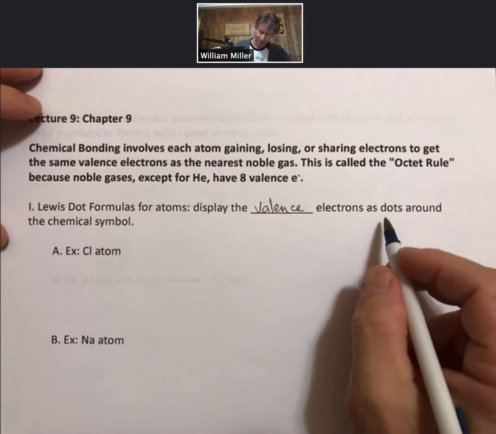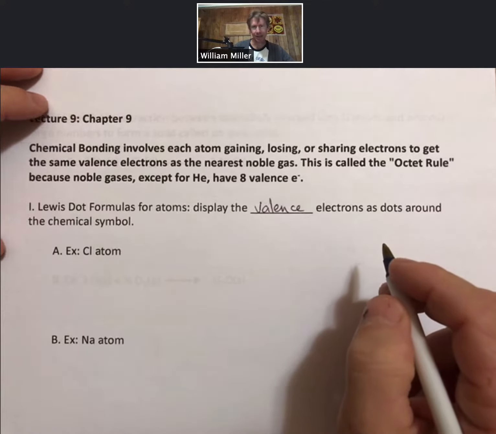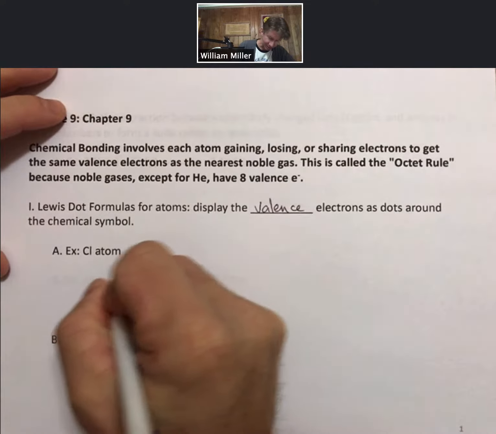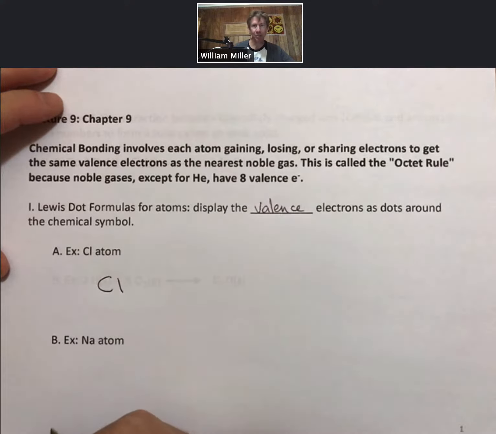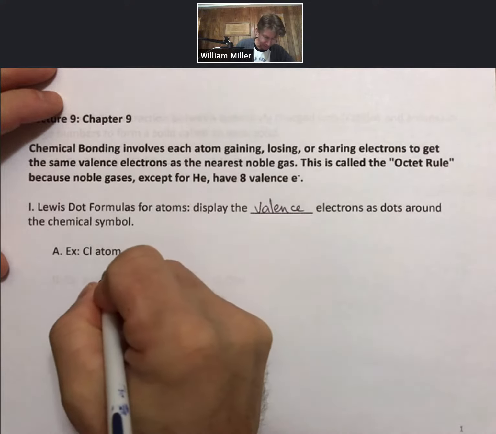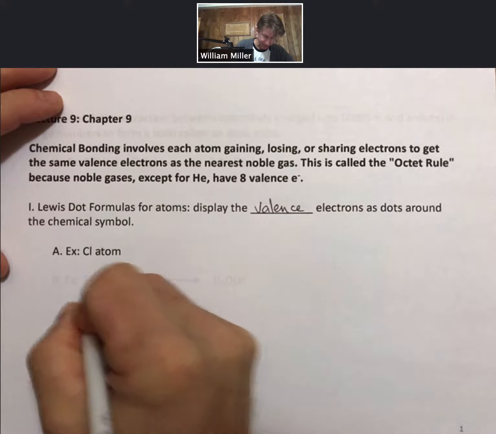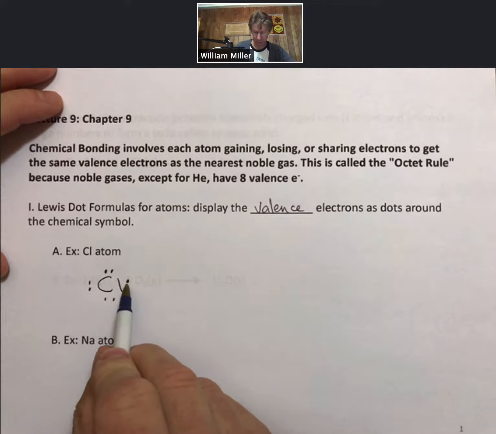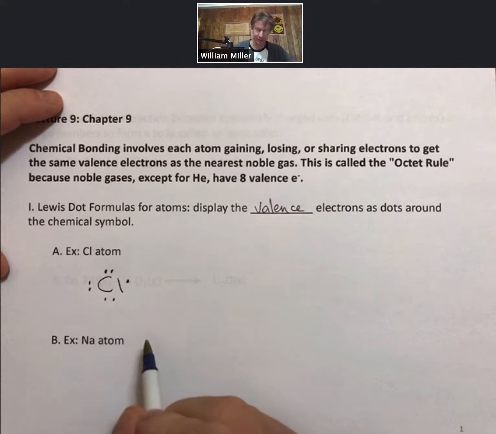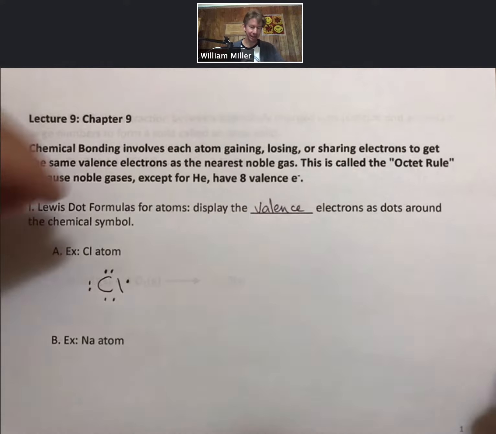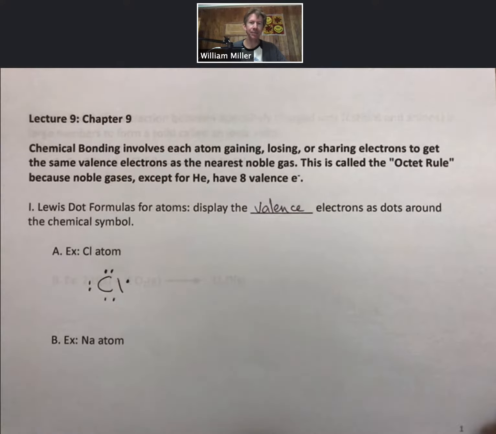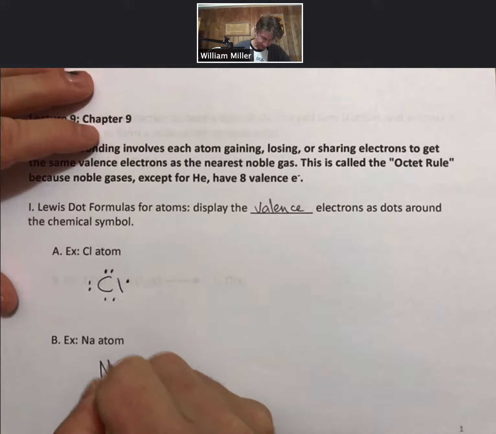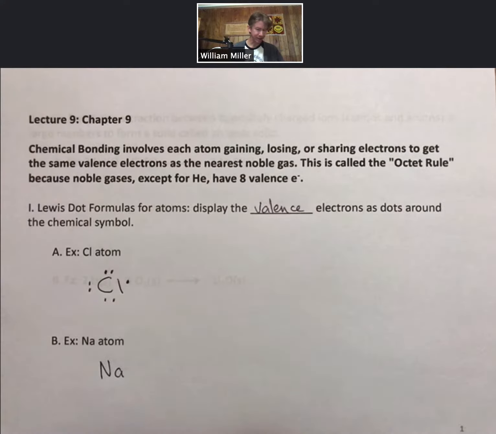So that means there will be 7 dots, and we typically put these around the chemical symbol in pairs on the north, south, east, and west, but since there are only 7, only 1 dot goes on one of the positions. If you put the dots scattered randomly around the chlorine atom right now, that's okay, but we'll develop a process for this.